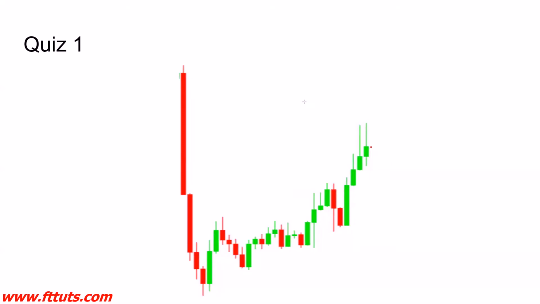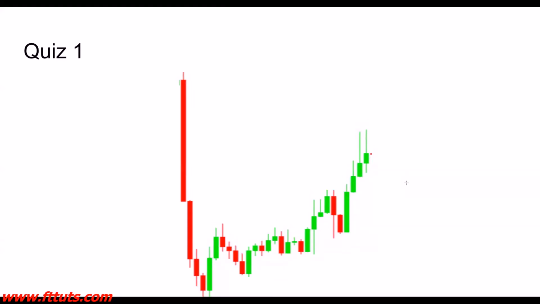Initially, price is doing what? Price was coming down. Price is doing what? Moving up. So we're potentially looking for buys. Now, before we had a buy opportunity, price was doing what? Going down.